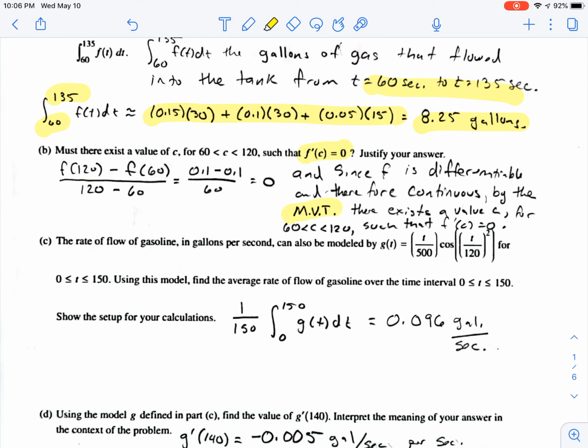Second question asking you, is there a spot where f prime equals 0? Well, this is a mean value theorem question, but with the mean value theorem, you got to show that the average rate of change equals 0 first, state that f is differentiable and therefore continuous, and then with the mean value theorem, it is true.